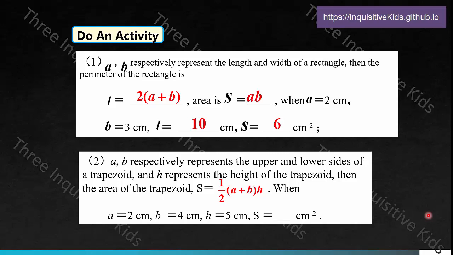So that's the answer for the first one. And all you have to do now is replace all of these values in, and then the area, or S, would be equal to 15 centimeters squared.